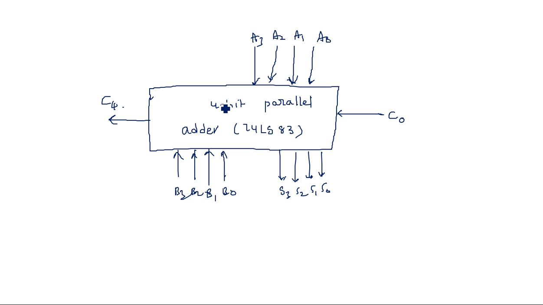Suppose I want to go for an 8-bit parallel adder. How do we implement an 8-bit parallel adder using this 4-bit parallel adder? That is done by cascading IC parallel adders.